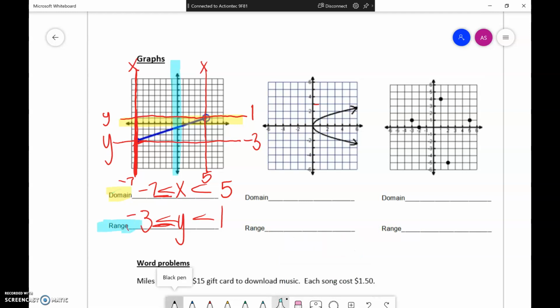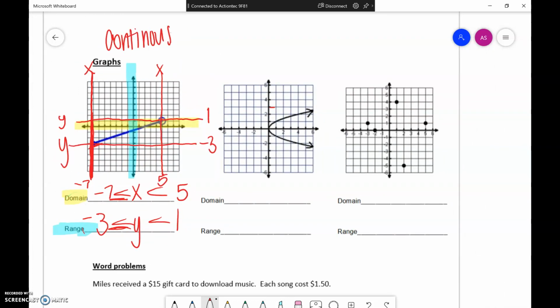Okay, and this is a continuous graph. It's continuous because from one interval to the next, there are no breaks in it. Okay, continuous. All right.